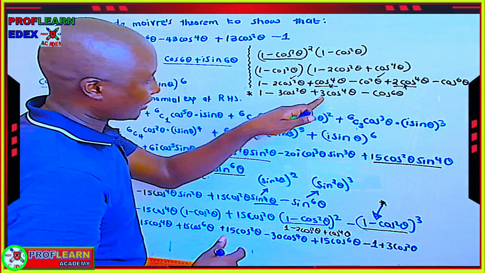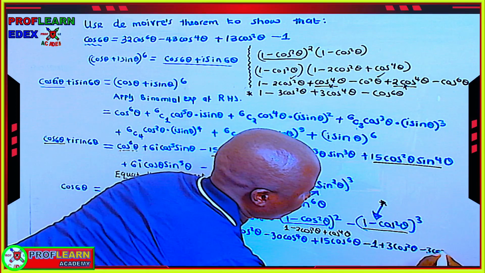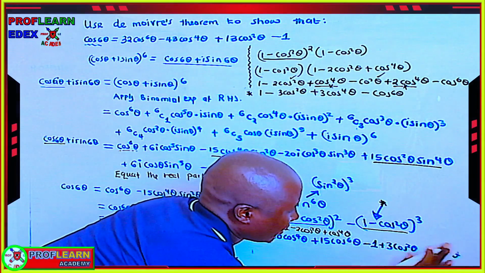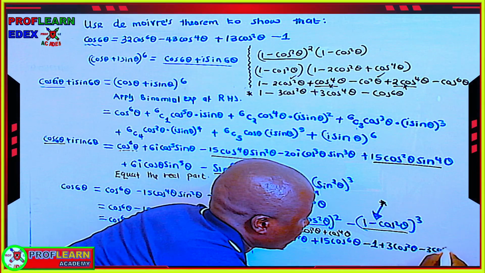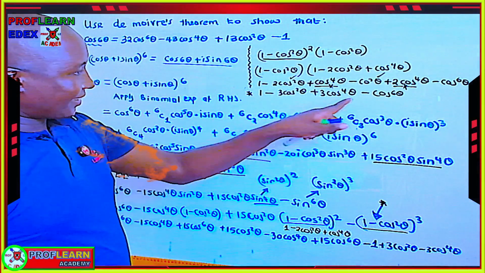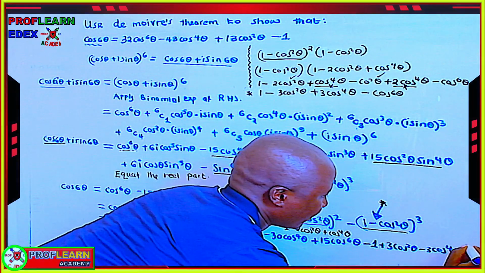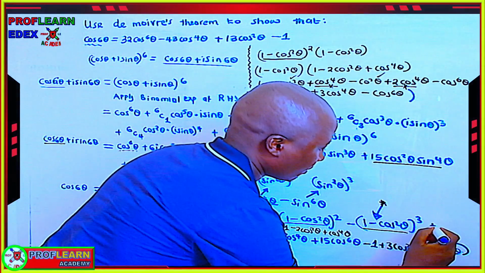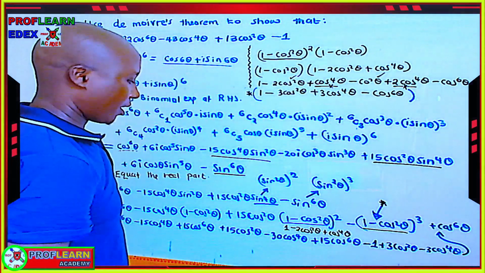This will be minus 3 cos power 4 theta. Are you able to see? Let me write it properly. Minus 3 cos power 4 theta. Yes, then finally, almost enough, I'm going to write plus cos 6 theta. I believe you can see that.